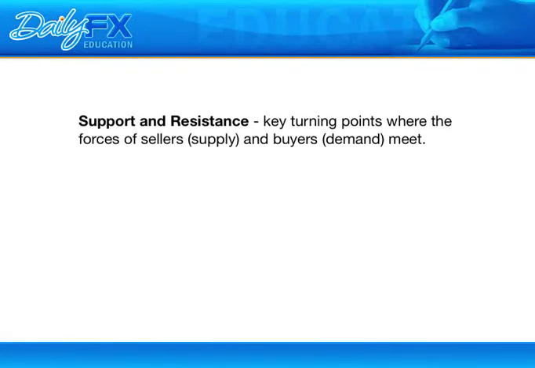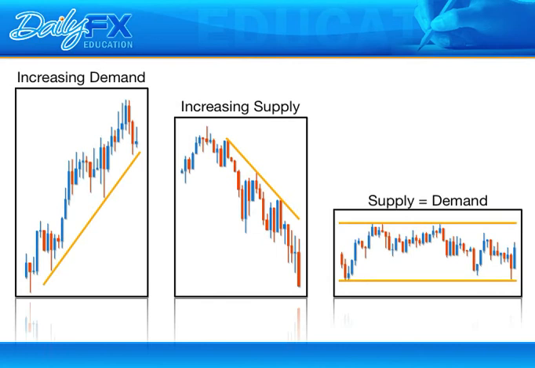Support and resistance represent key turning points where the forces of sellers, or supply, and buyers, or demand, meet. In the financial markets, prices are driven down by increasing supply and up by increasing demand. When supply and demand are equal, prices move sideways or range as bulls and bears slug it out for control.